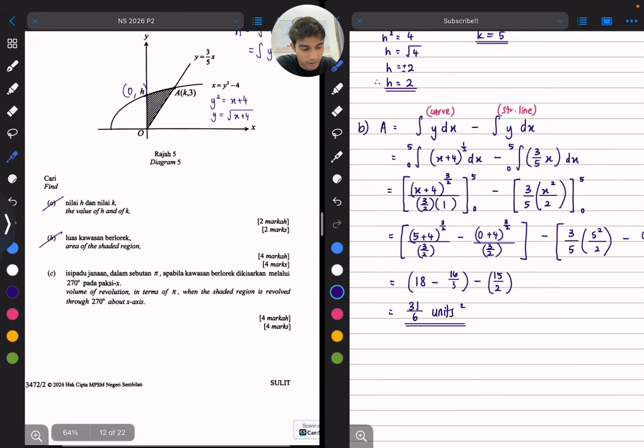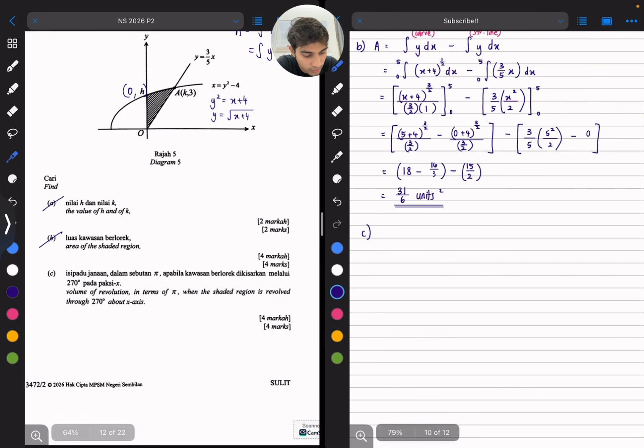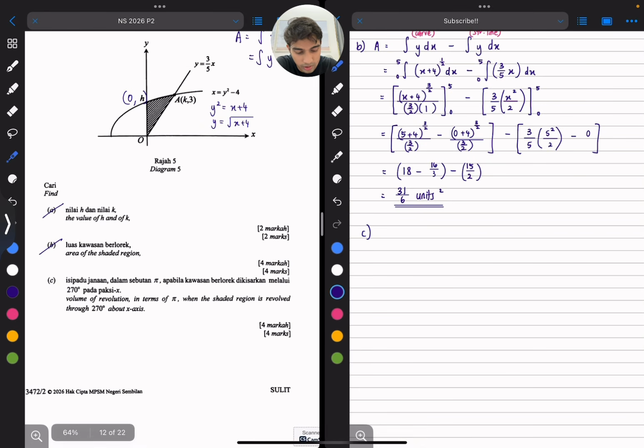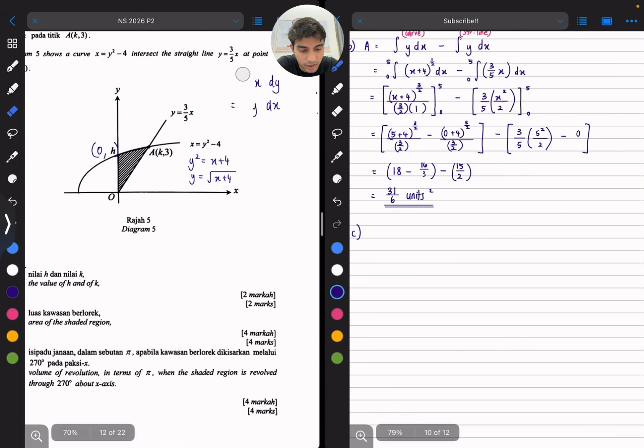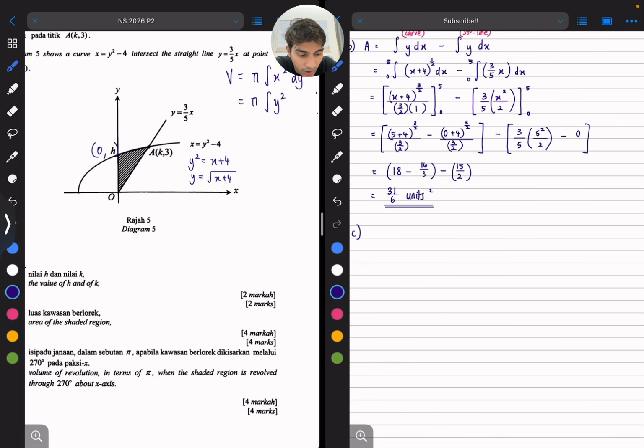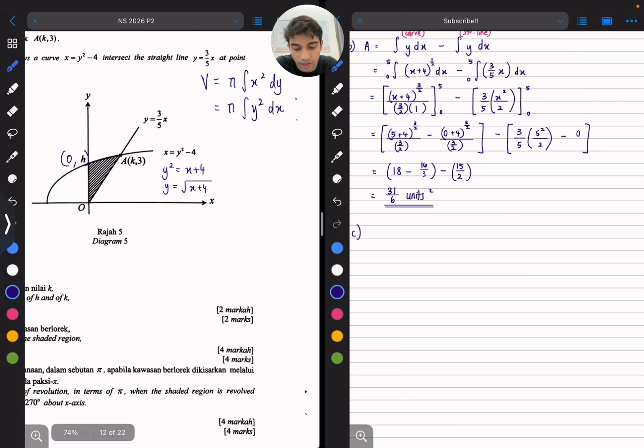Alright, let's look at C. Find the volume of revolution in terms of pi when the shaded region is revolved through 270 degrees above the x-axis. Okay. So here currently we need to find the volume. Volume's formula will be pi x square dy or pi y square dx. So if you are using the x limits, we use dx, this formula. If you're using y limits, dy, this formula. Okay, so you have to check the limits lah.